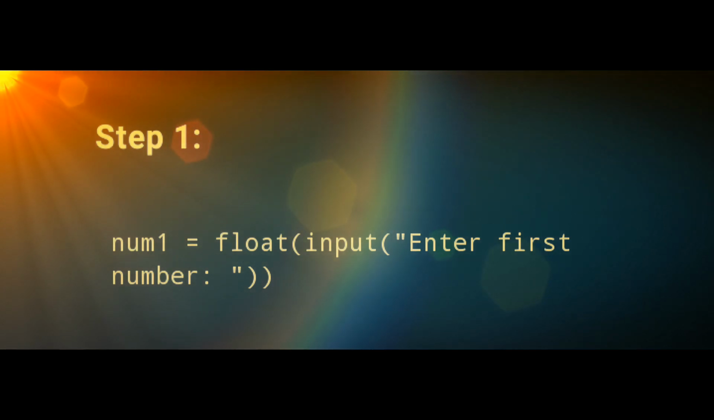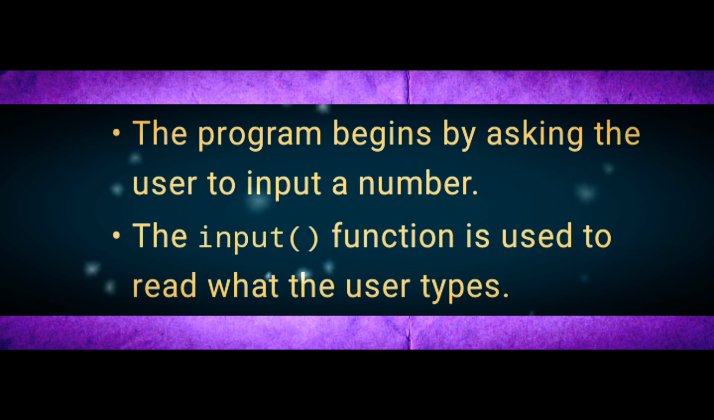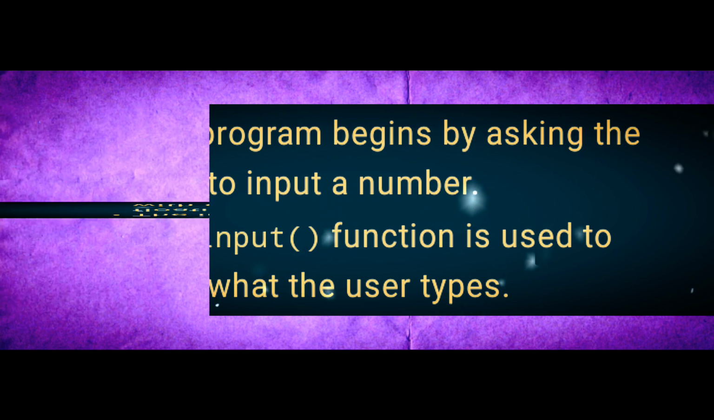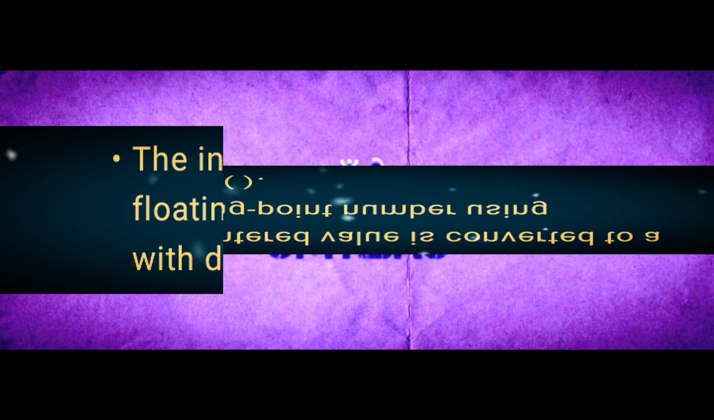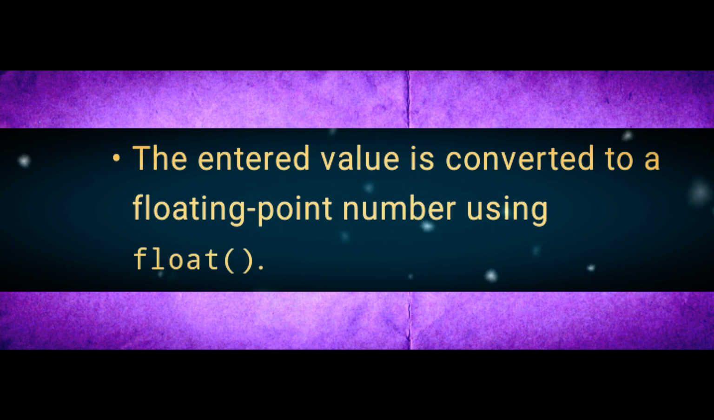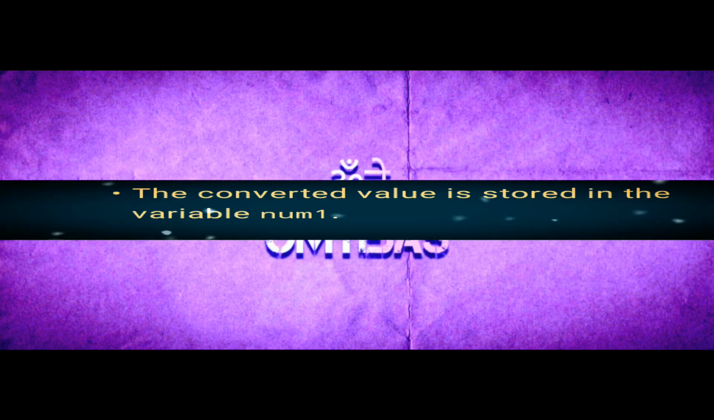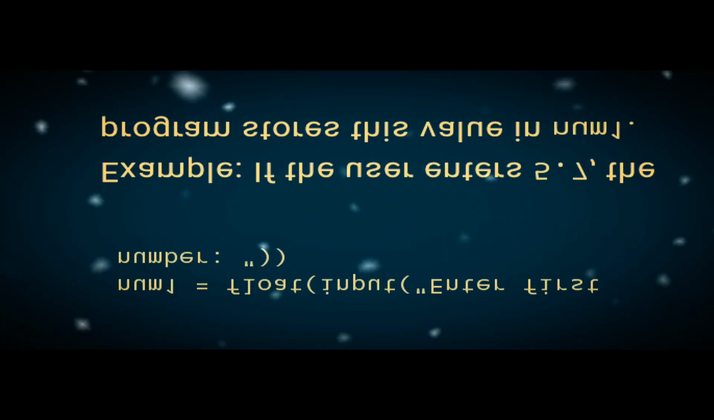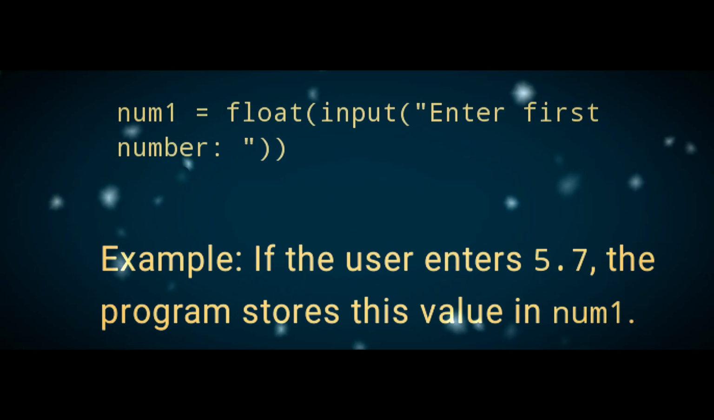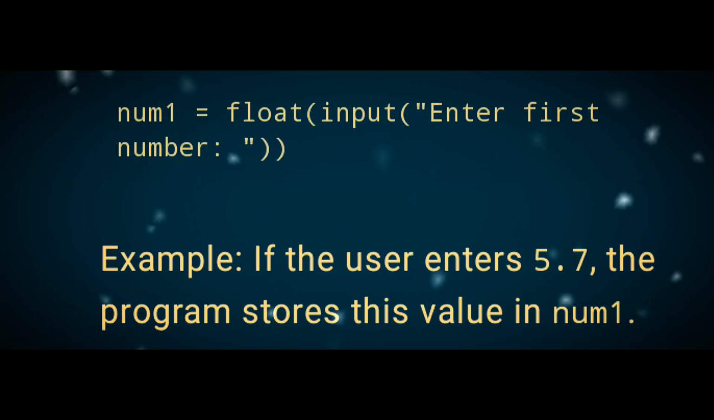Enter first number. The program begins by asking the user to input a number. The input function is used to read what the user types. The input is expected to be a floating point number, a number with decimal points. The entered value is converted to a floating point number using float. The converted value is stored in the variable num_1. Example: if the user enters 5.7, the program stores this value in num_1.